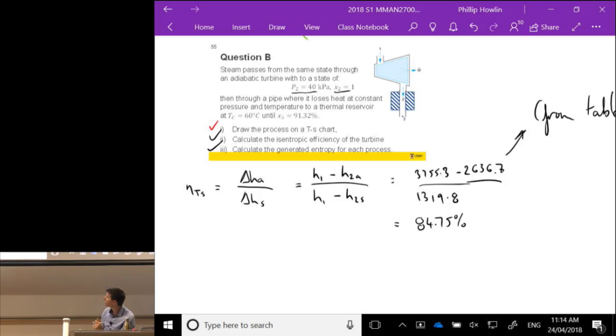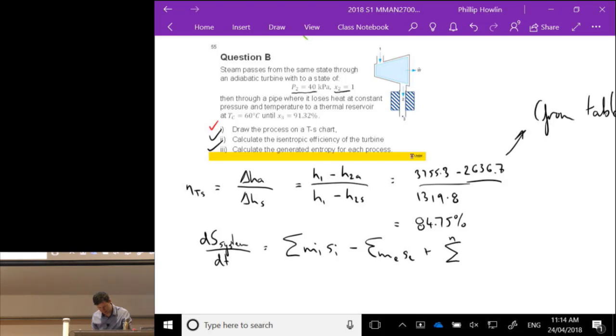Calculate the entropy generated for each process. So it's not isentropic, so we should have entropy generated. How are we doing that? Let's have a look. Our entropy balance equation is dS for the system on dT equals the sum of mass in times entropy in, minus the sum of mass exit times entropy exit, plus, across each of the thermal transition boundaries, Q at that boundary divided by the temperature at that boundary, plus entropy generation sigma.